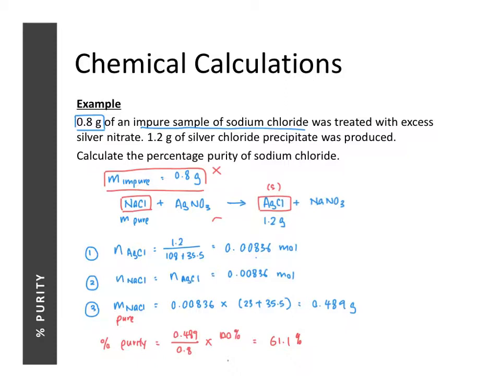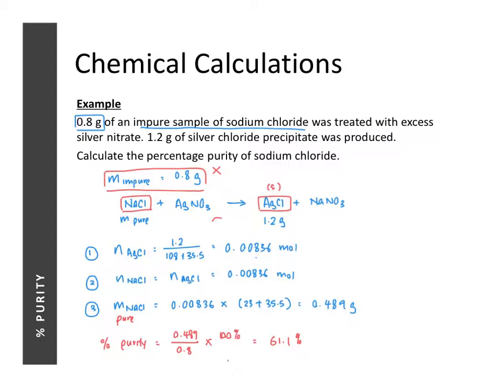And how do we find the mass of pure? It is from the amount of a certain product that is formed. So we need to work backwards to find the mass of the pure substance in the mixture. Once we find it, we can use the equation mass of pure over mass of impure times 100% to find percentage purity.